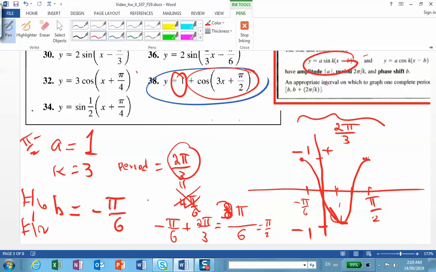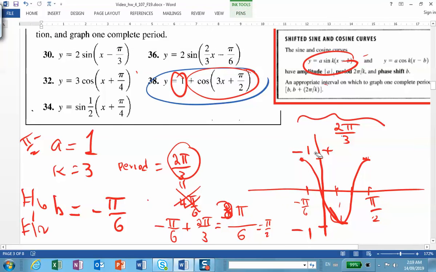Now this is not the final answer, because we have to shift it up by 1 unit. So let's go ahead. I'm going to use a different color. Shift everything up by 1 unit. So it's going to look like that. There. And then it repeats.